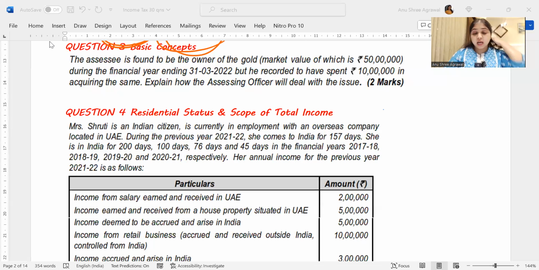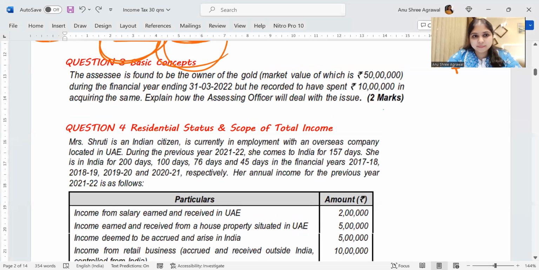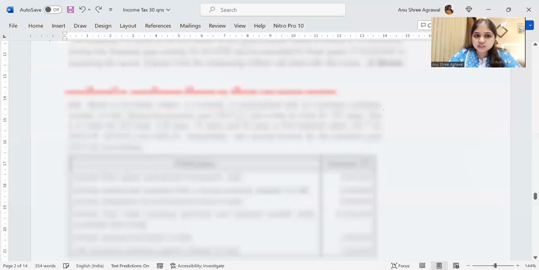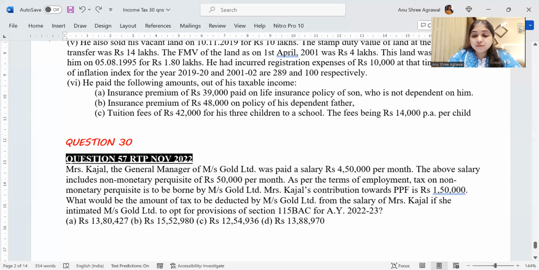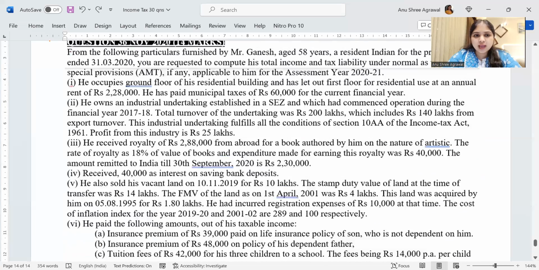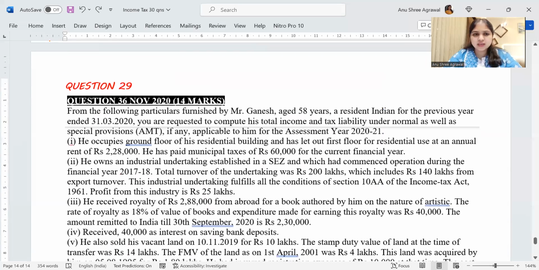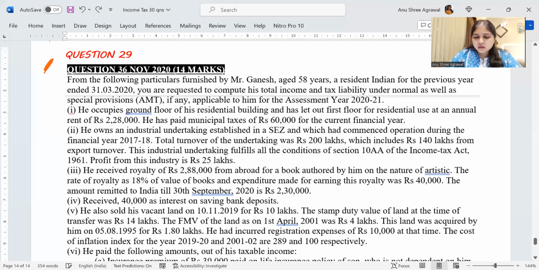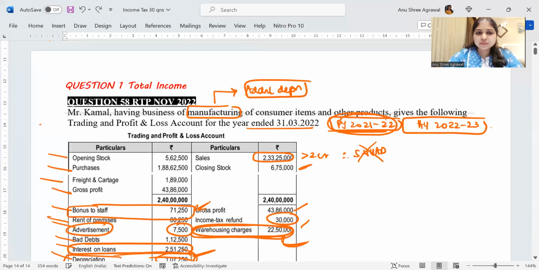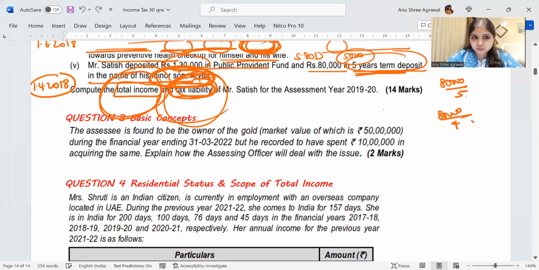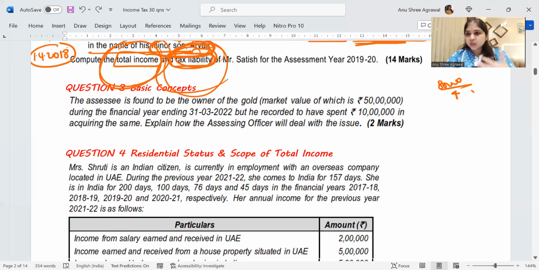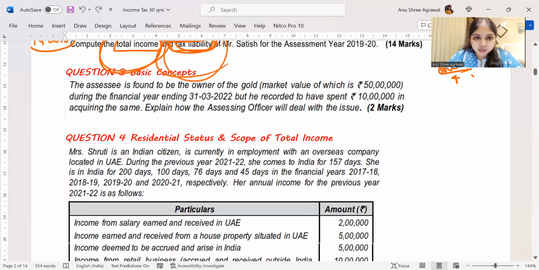So let me start off with question number 3 now. Question number 3 is from your basic concepts chapter, okay? So we're done with 2 questions from total income. From total income, I think we will have 1 or 2 questions again, probably a little later. We'll be seeing this towards the end. But for now, we're done with 2 total income questions. Now we'll go chapter wise, one by one. Okay. So coming to the basic concepts chapter, from here I've picked 1 question.